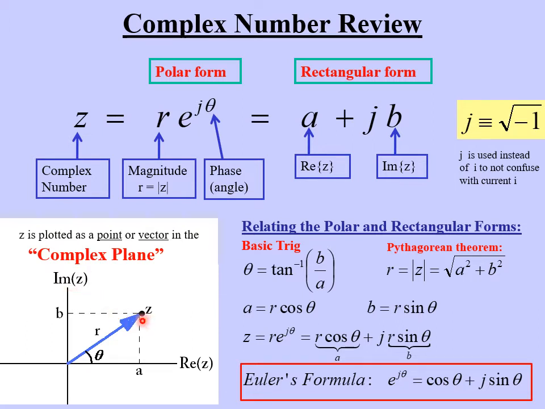So here is z. z can be plotted as a point right here. Okay, let's say this is our value z. It has both real and imaginary parts. Or we can plot it as a vector. So let's take a look at these two forms.